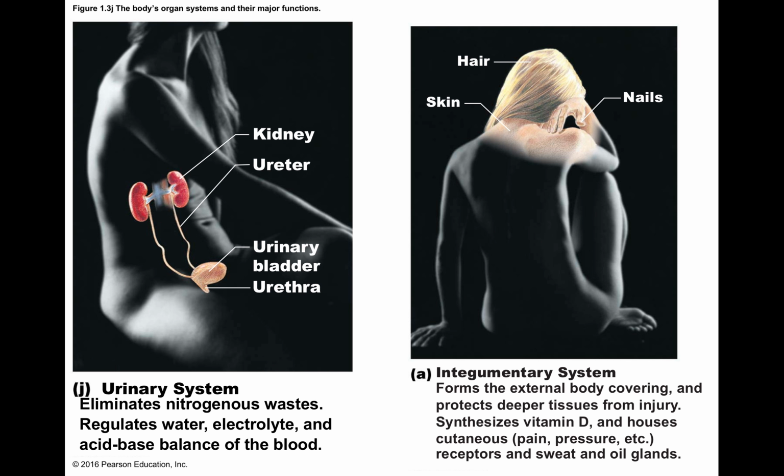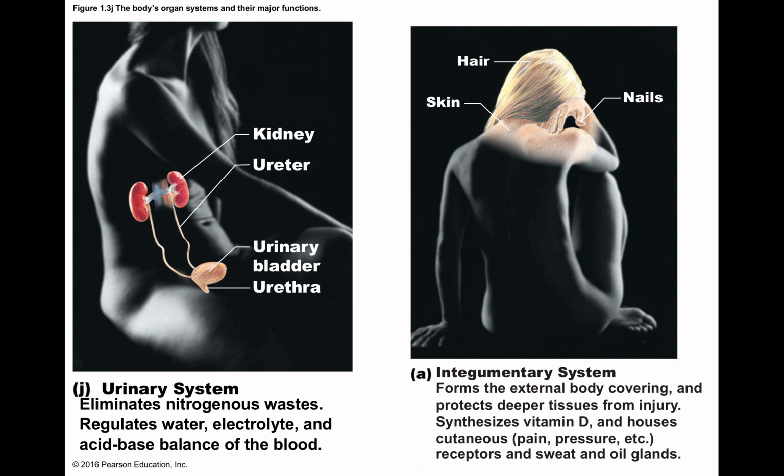The integumentary system is made up of your skin, which is basically covering your body, acting as a boundary. You also have accessory structures such as your hair and your nails that are associated with this system, as well as the sweat glands.